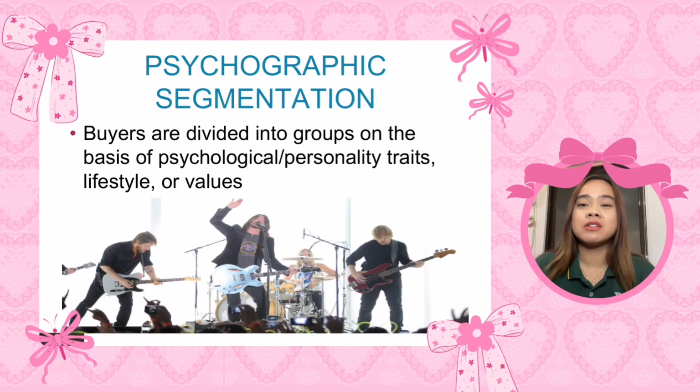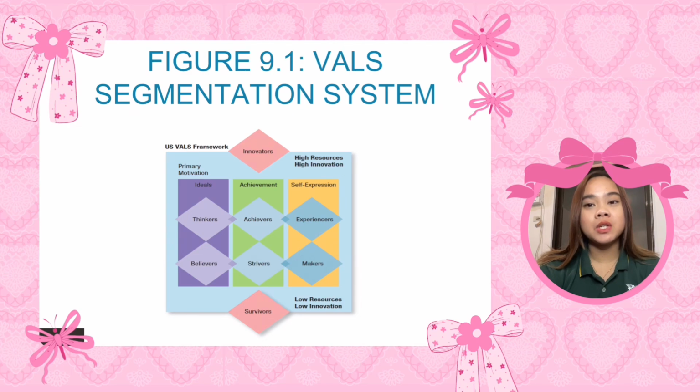So this allows brands to connect with their audiences on a deeper level. So the VALS segmentation system categorizes consumers based on their motivations and resources, helping businesses connect with their audiences. So at the top are innovators who have high resources and seek new ideas.